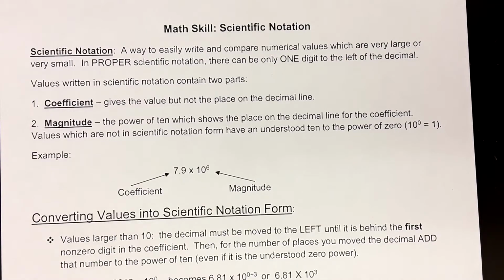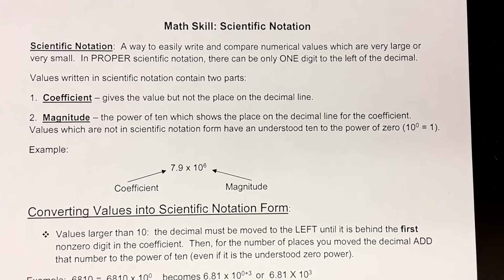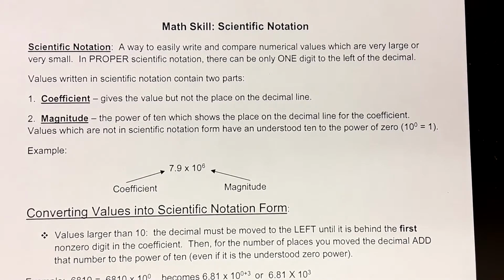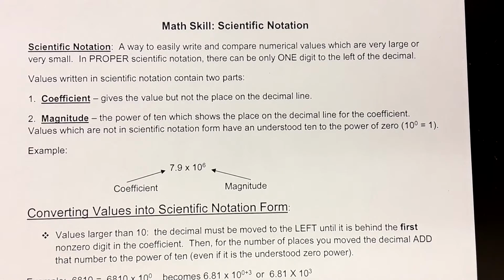This is a math skill that you need in physics in order to work problems, because a lot of numbers that we work with or measurements that we work with in physics are extremely large or extremely small. So scientific notation is a skill that you must be able to use. When we're doing the physics, it's a lot easier to learn the physics if you're not struggling with the math. So we need to make sure that you are adept at doing scientific notation.